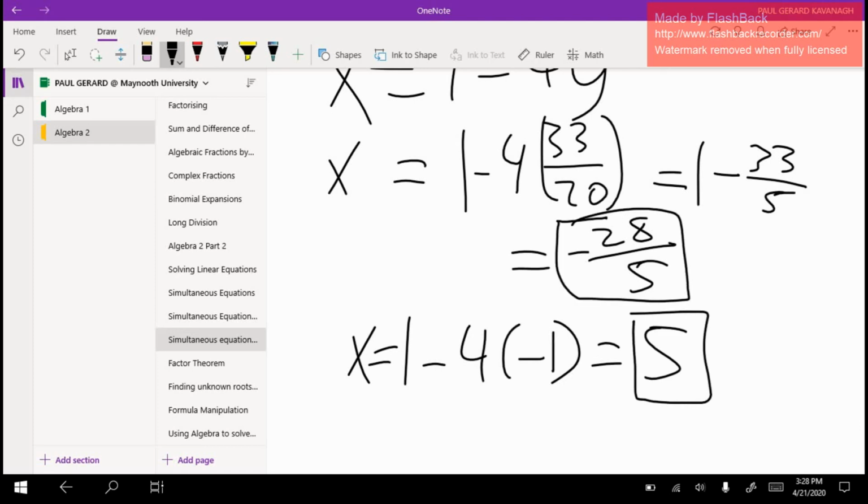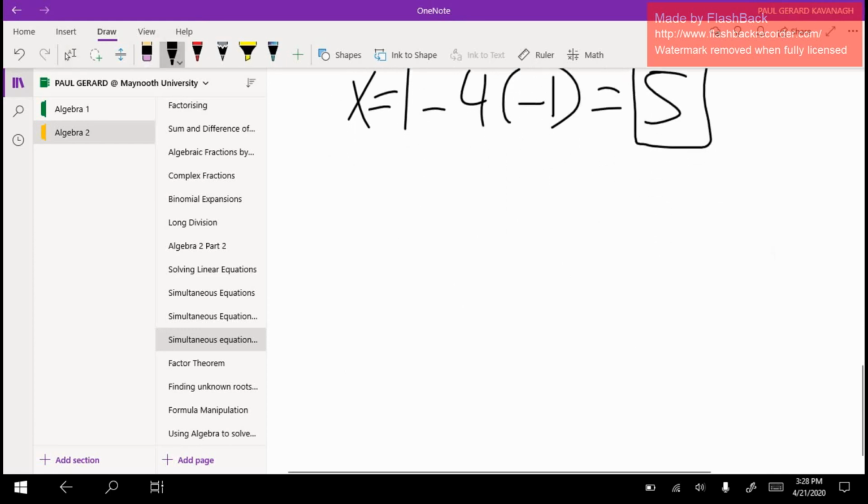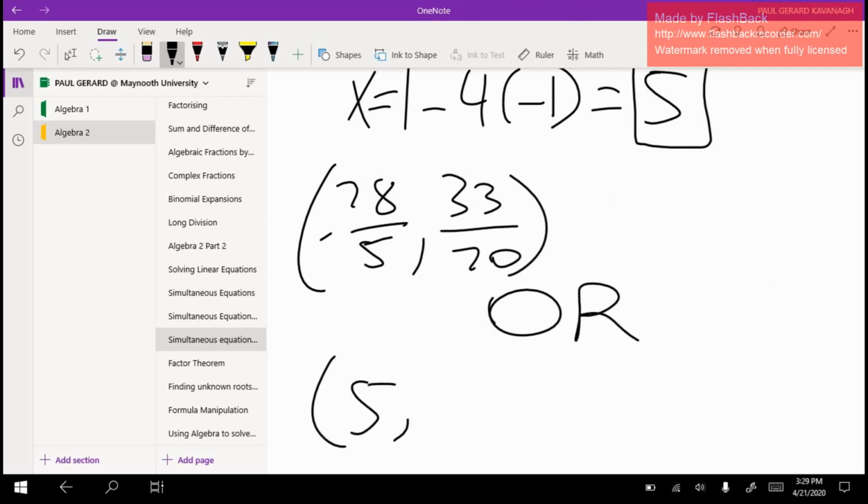I like this answer better than this one. Fractions are not nice to look at, but it's much better than decimals. I always try to use fractions rather than decimals. So now what you're going to have is 2 points, and those 2 points are going to be minus 28 over 5 and 33 all over 20, or 5 and minus 1. So those are the 2 points that you can have in your plane that can represent the two equations when they're basically mashed together. So that would be how you would do that.